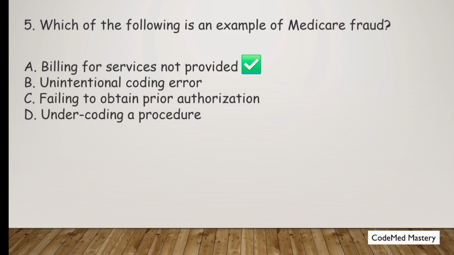Option B, unintentional coding errors are mistakes. It is not fraud. And option C, failing to obtain prior authorization may result in claim denial but does not qualify as fraud. And option D, undercoding is more closely linked to documentation errors or abuse.